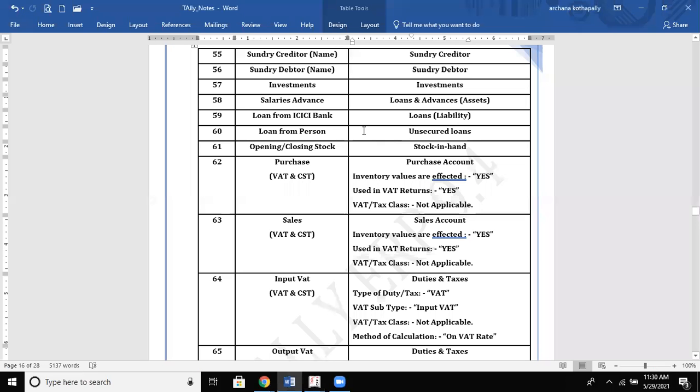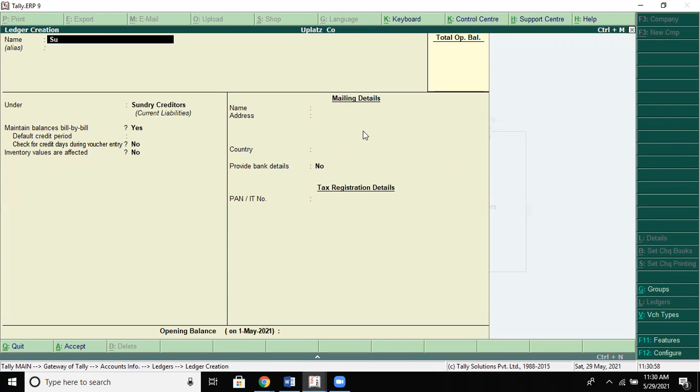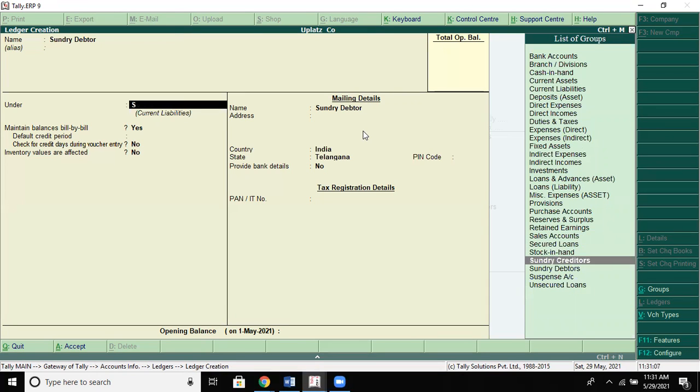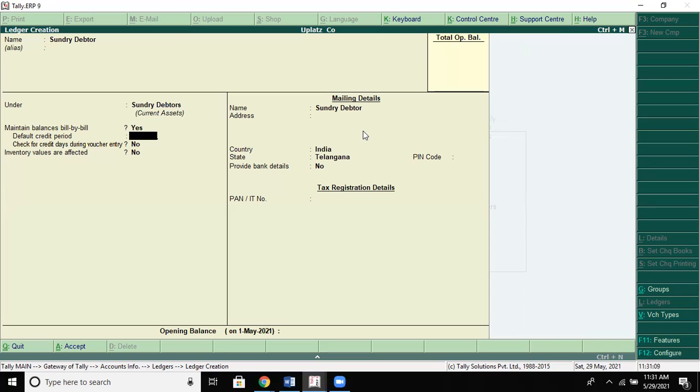Now, sundry debtor. So obviously, when there is a creditor, there would be a sundry debtor in an organization. So sundry debtors will come under the sundry debtors head. So yes, it is a current asset. So who is your sundry debtor? Let's say ABC.